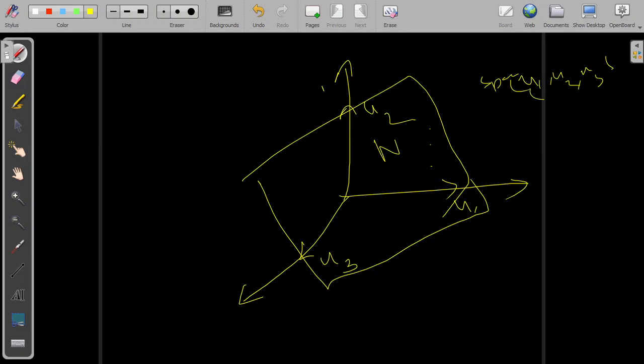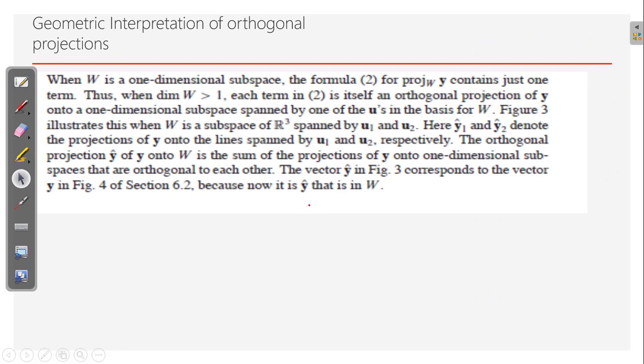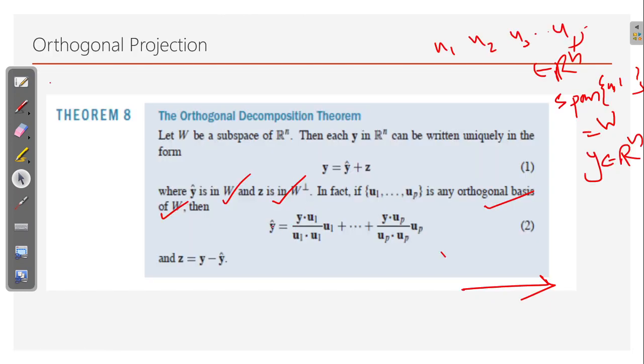And you can have a y cap. The theorem is saying that you can have a vector y cap that can be generated using these orthogonal basis vectors u1, u2, and u3. So how can you generate it? By using this formula which we have already discussed in the previous class. That is, y cap will be equal to a linear combination c1 u1 plus c2 u2 plus etc. cp up, where c1, c2, etc. are y dot u1 divided by u1 dot u1, up to y dot up divided by up dot up. So these are the coefficients, right? So you can generate this y cap.